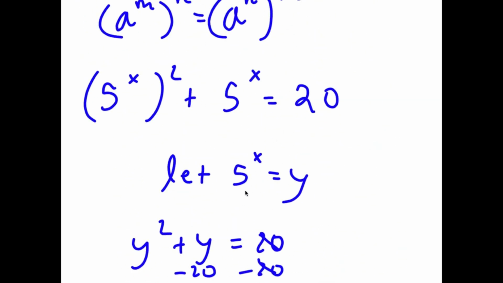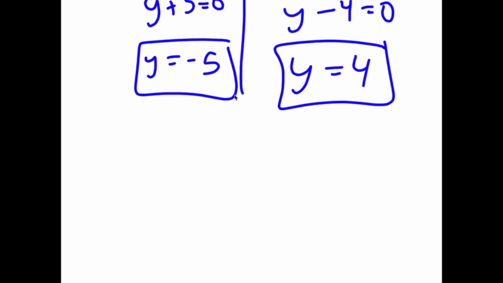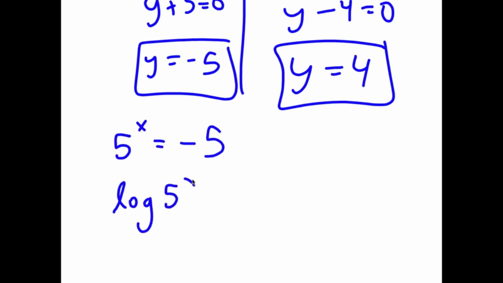So now remember how we set 5 to the power of x equal to y. Now that we have our value of y, let's first start off with 5 to the power of x is equal to negative 5. I'm going to start by taking the log on both sides. So I have log 5 to the power of x is equal to log negative 5.